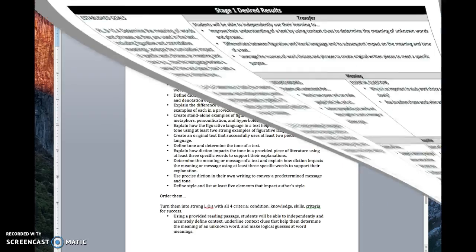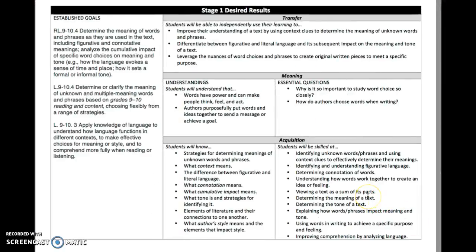If I go back to my UBD, I could actually have this printed out in front of me, and I could check off or highlight or cross out this idea, right? The cumulative impact right here. I could say, yep, I've accounted for that. And if there's anything over here, I haven't quite yet talked about determining the meaning of a text, so maybe I can't cross that off yet.